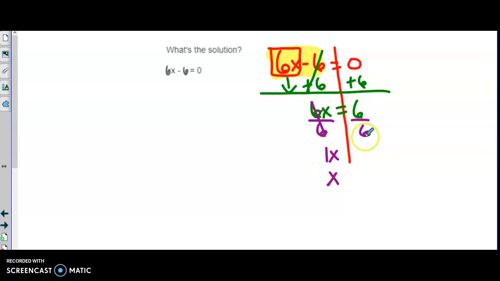So when you do 6 divided by 6 over here, you can't just mark it out. You have to say that that equals 1. So our final answer here is that x equals 1. And whenever you plug in a 1 here, this equation would be true. So our x value is 1.